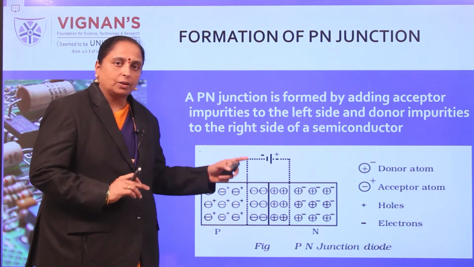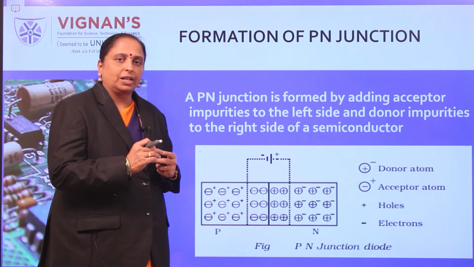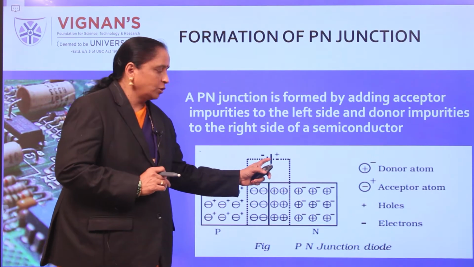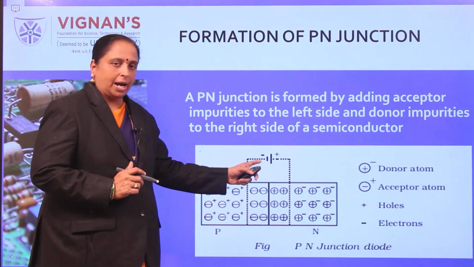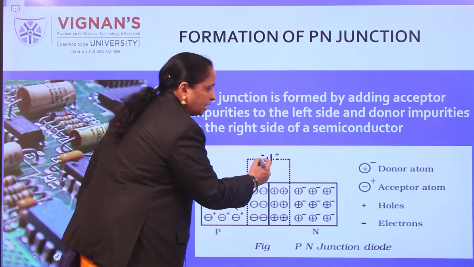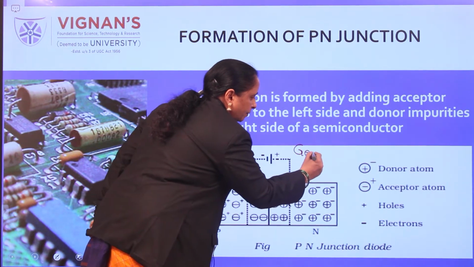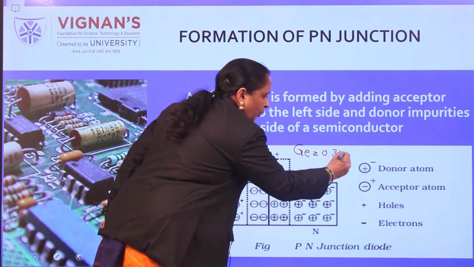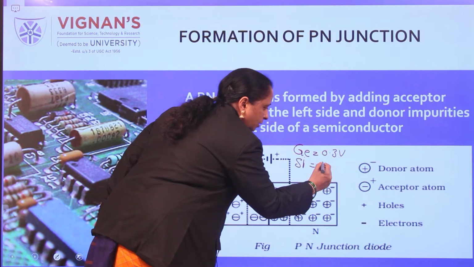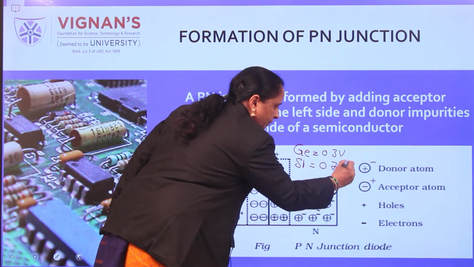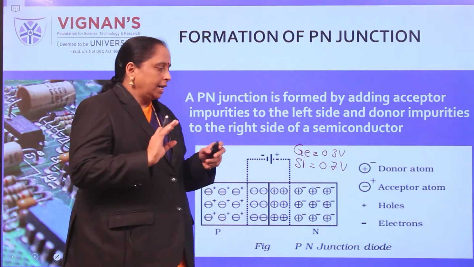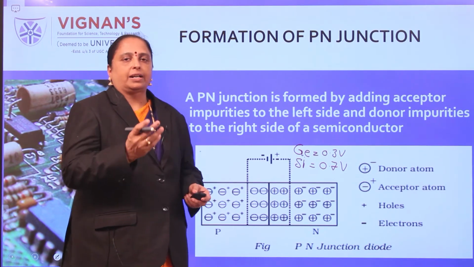So what kind of barrier will develop? P side negative ion distribution, N side positive ion distribution. So this is the barrier. For example, the barrier voltage for germanium is 0.3 volts and the barrier for silicon is around 0.6 or 0.7 volts. Now we are going to study the same concept in terms of the energy band diagram.